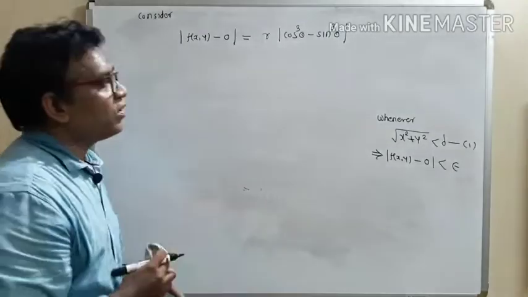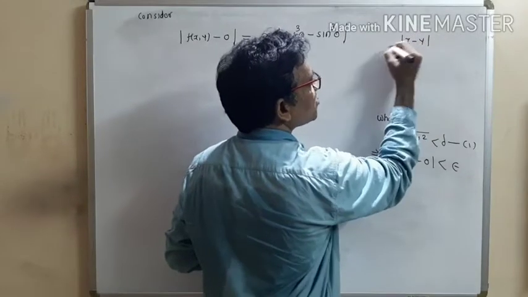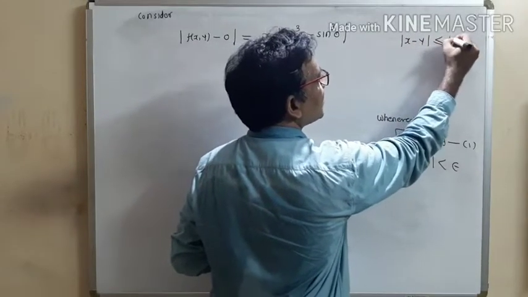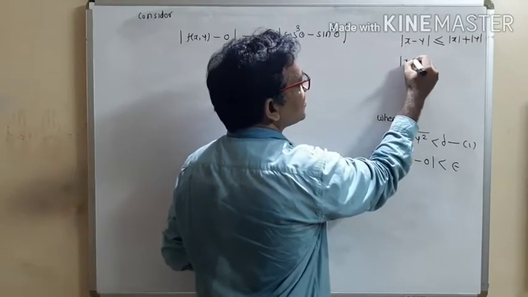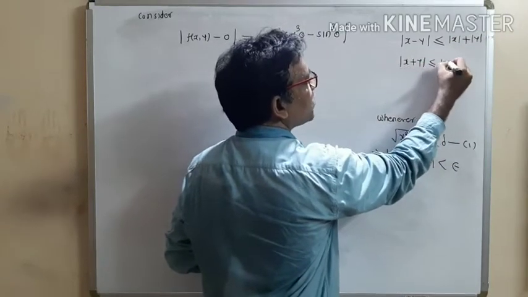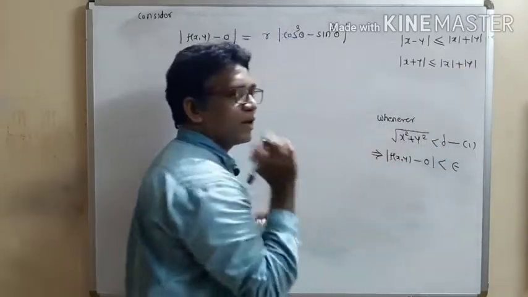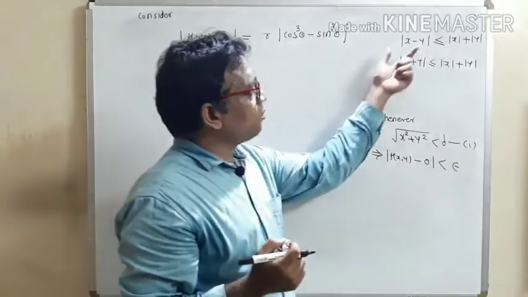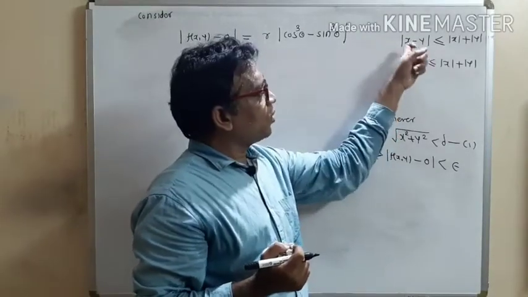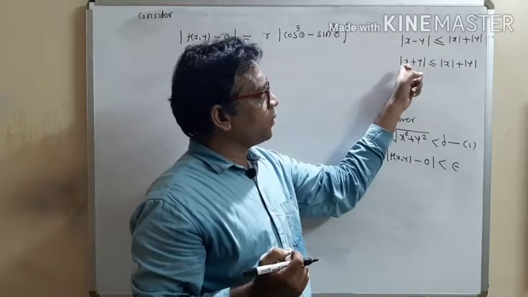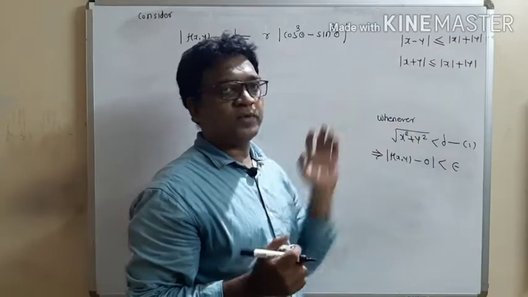Now separate this modulus. This is the formula: modulus of x minus y we can separate as less than or equal to mod x plus mod y. This is the second formula: mod x plus y we can write as less than or equal to mod x plus mod y. How to separate the modulus of subtraction or addition? Modulus of x minus y or modulus of x plus y can be written as less than or equal to the same term, mod x plus mod y.